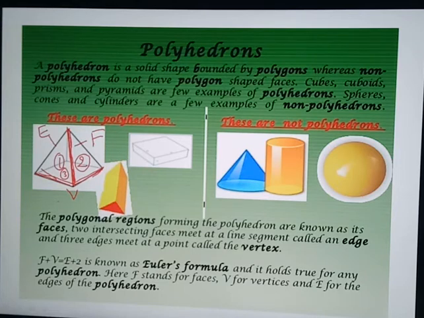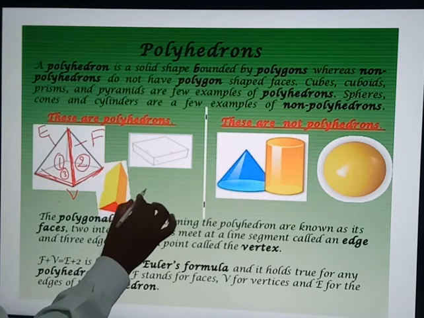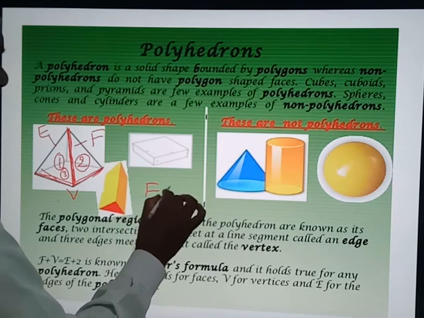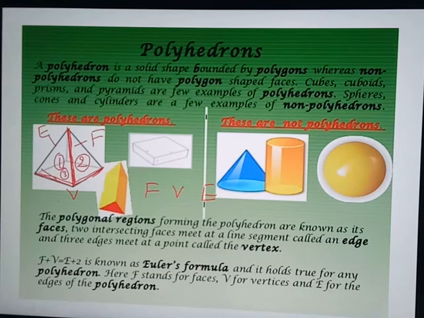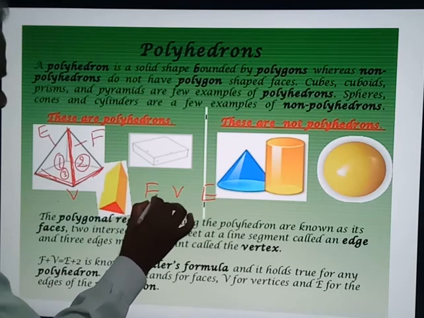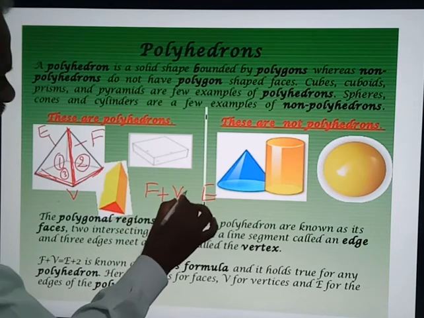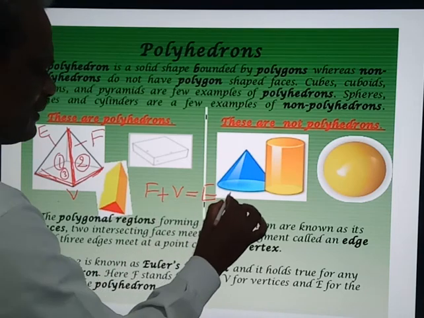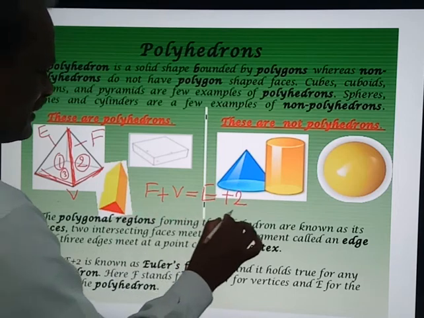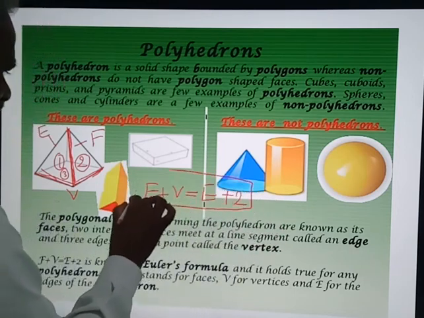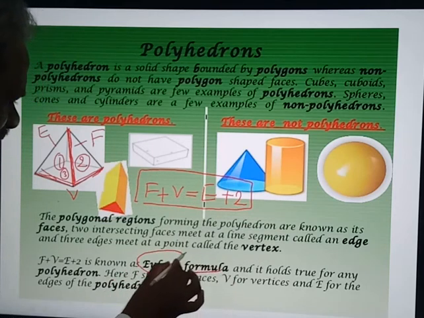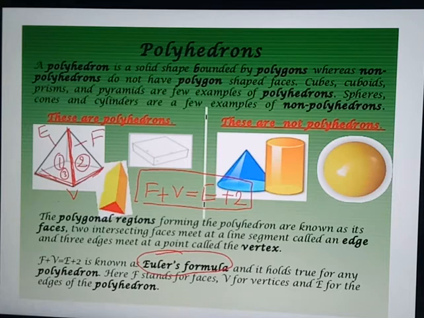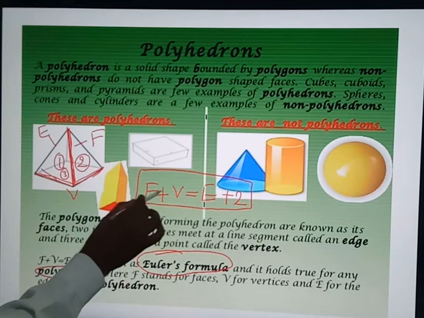A very important relation we get between faces, vertices and edges. Between these three, you will get one important relation: if you add faces and vertices, you will always get edges plus 2 for any polyhedron. This is a very important relation. This is given by a famous mathematician called Euler, and therefore it is called Euler's formula for polyhedrons. You take any polyhedron, this formula holds good.